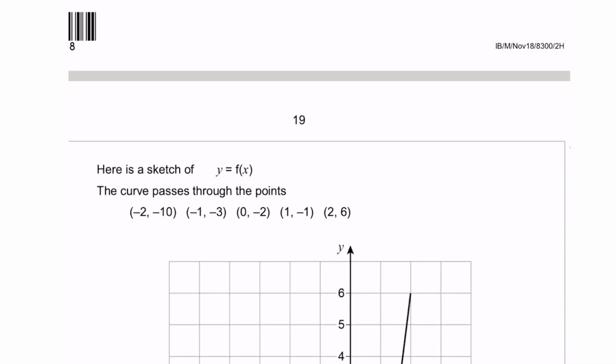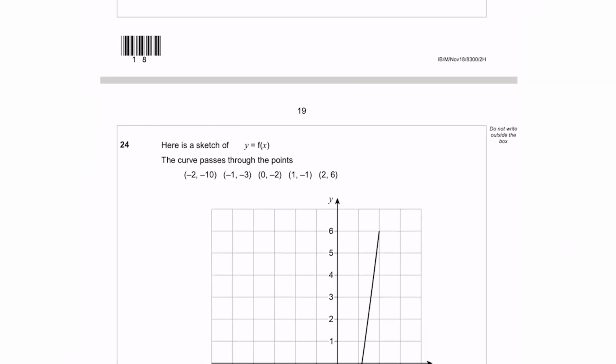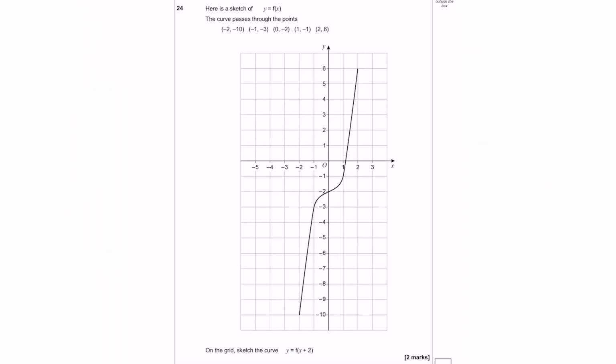Okay, let's look at the next question. Okay, so we have a look. We've got this graph and we want to sketch f(x plus 2). So these are quite good. You look at this and these are lovely. These are like gift questions. It's inside the bracket. Inside the bracket affects the x's.